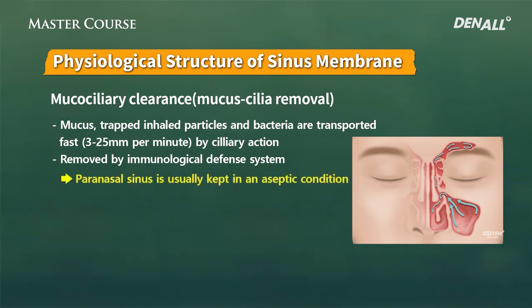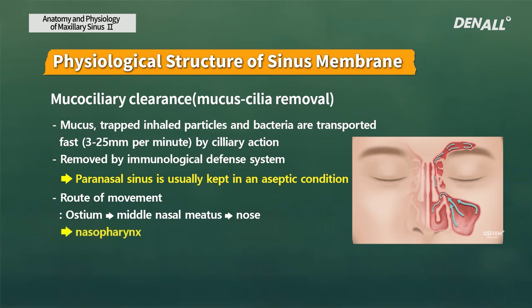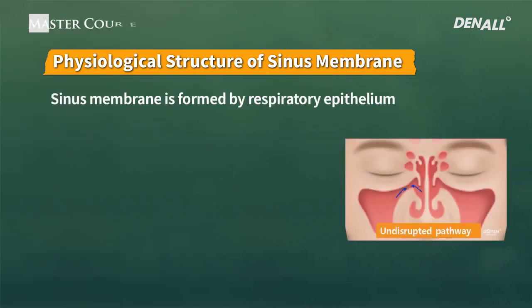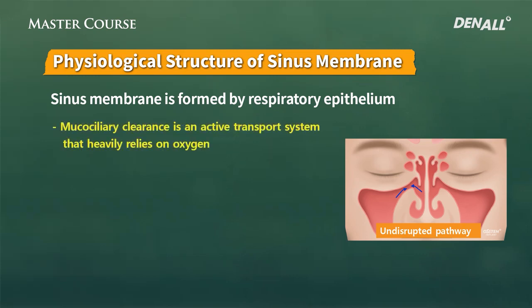Paranasal sinus, including the maxillary sinus, is usually kept in an aseptic condition. Route of movement, the bacteria in the sinus, as I explained before, goes through the maxillary ostium and to the middle nasal meatus and to the nose, to the nasal pharynx. The maxillary sinus is respiratory epithelium. Mucociliary clearance is an active transport system that heavily relies on oxygen.